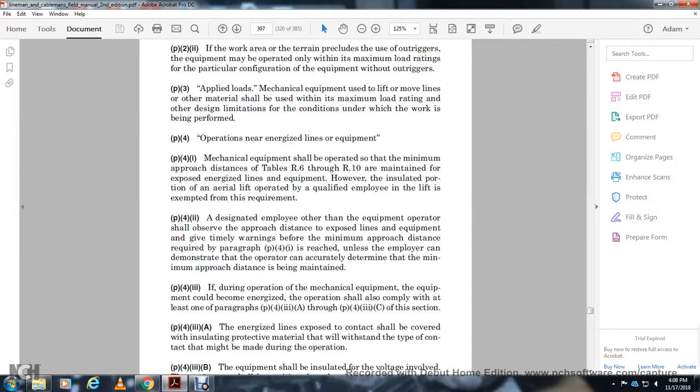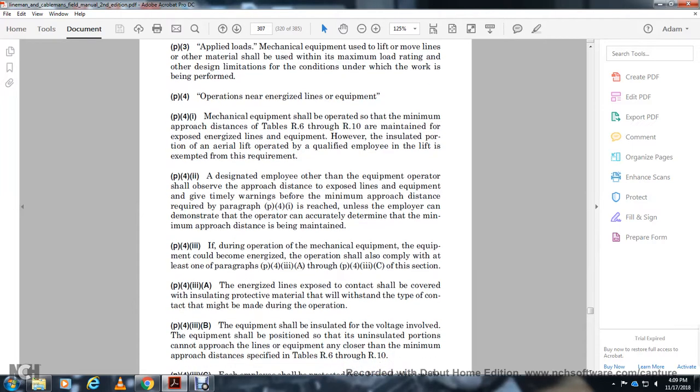First, if the energized lines exposed to contact shall be covered with insulating protective material, with the type of contact that may be made during the operation. Second, the equipment should be insulated for the voltage involved. Third, the equipment should be positioned so that the uninsulated portion can approach the line no closer than the minimum approach distance of table R-6 through R-10.